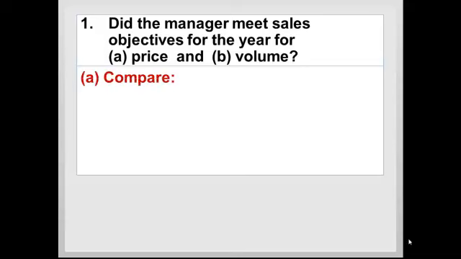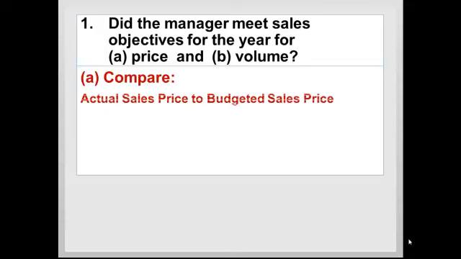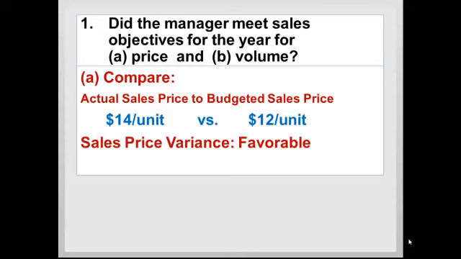But as far as price goes, you would simply compare the actual price to the budgeted sales price. And we know that we actually sold the inventory for $14 per unit, and the budget was $12 per unit. So if we were to evaluate the manager based on price, this would be favorable.